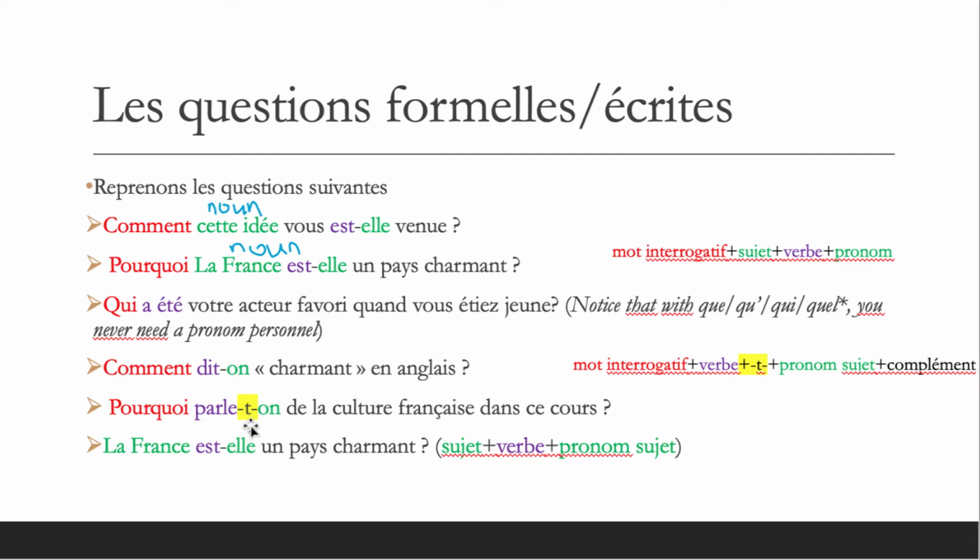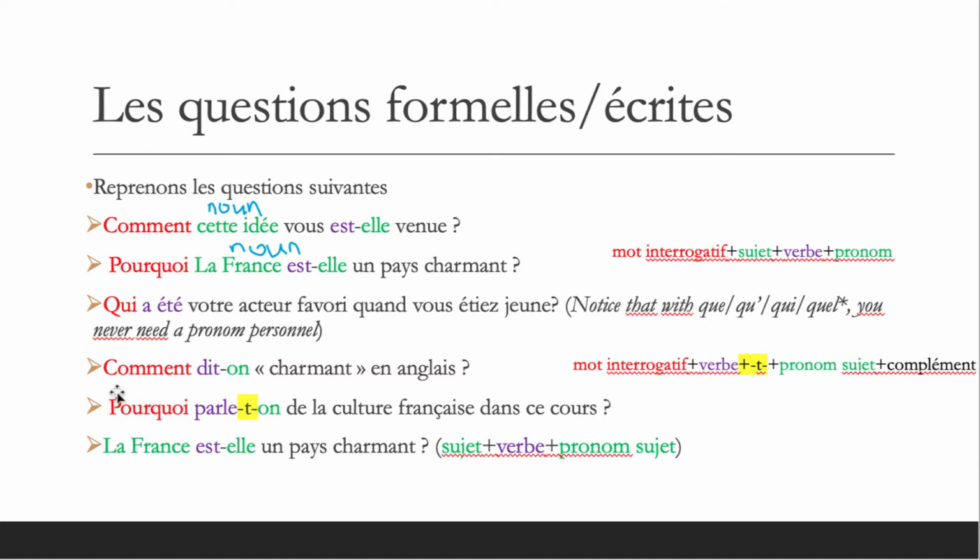Literally, it gives them a shock, all right? So you always need that trait d'union, T, trait d'union, because it makes it better to say it, right? If I said "pourquoi parle on," it's not a good pronunciation. You always say "pourquoi parle-t-on." In this case, we don't need the T because this is a consonant and this is a vowel.